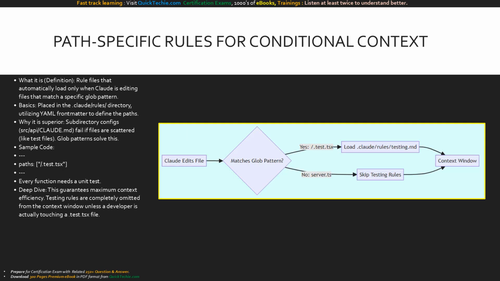Let's deep dive into one of the most sophisticated configuration techniques, path-specific rules. Imagine your test files are scattered across 50 different directories. Putting a CLAUDE.md file in every single directory is impossible. The elegant solution is to use the .claude/rules/ directory with YAML front matter. By defining a paths array with a glob pattern like **/*.test.tsx, you instruct Claude to conditionally load this rule file. Why is this superior? Because it guarantees extreme context efficiency.